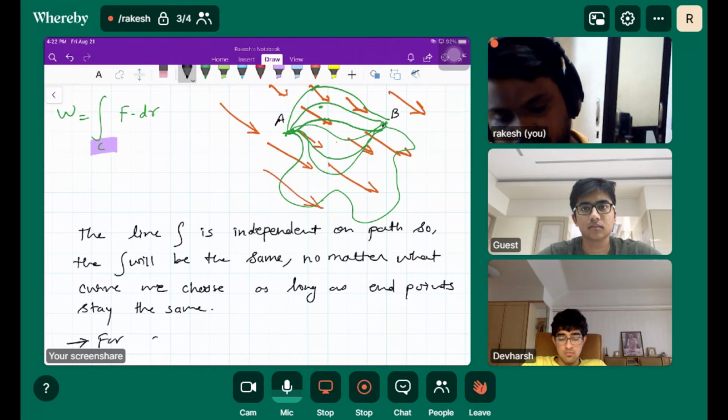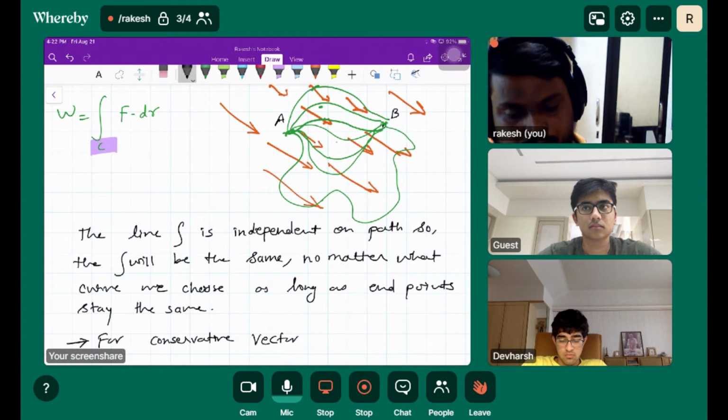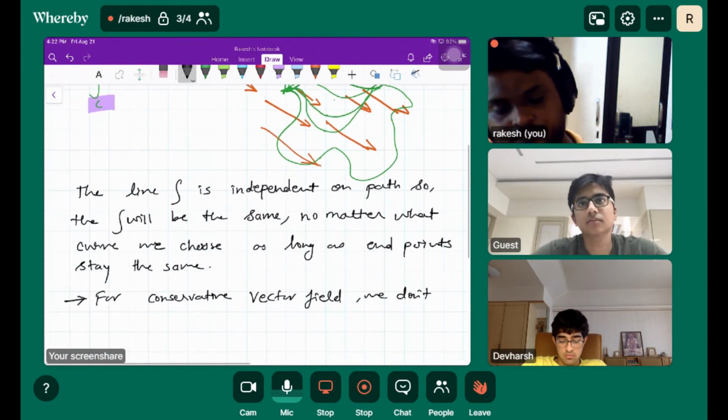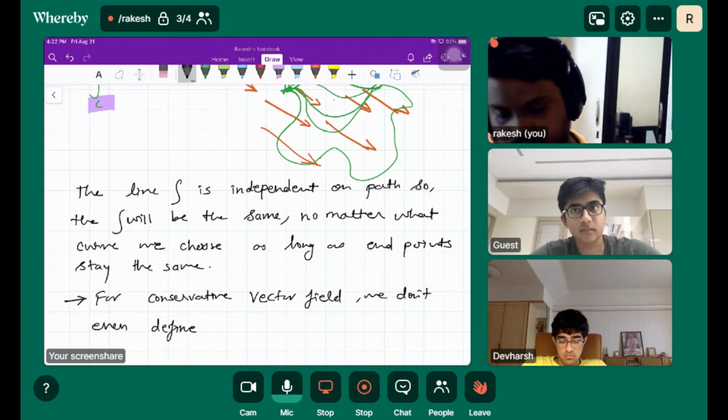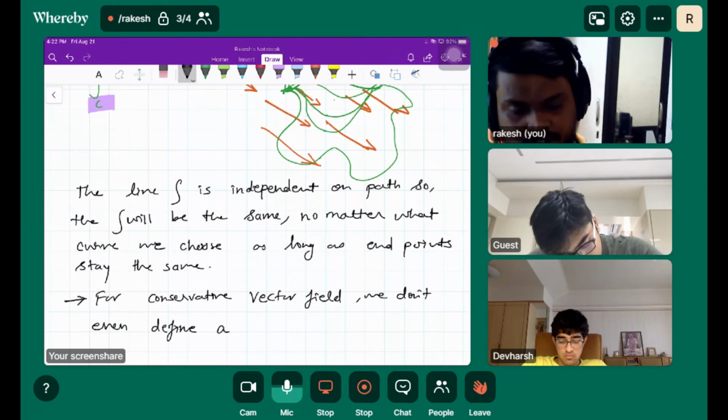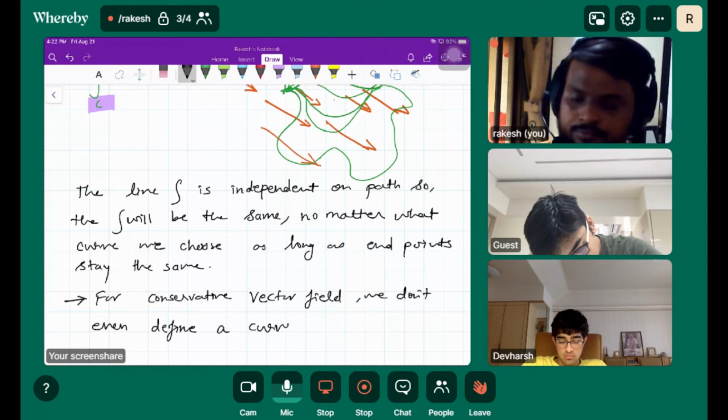So for a conservative vector field, we don't even define a curve C.